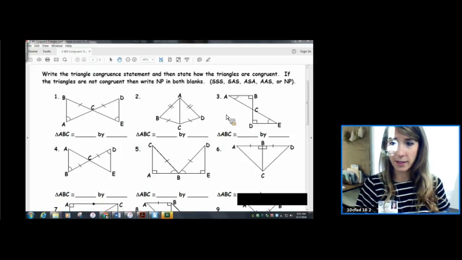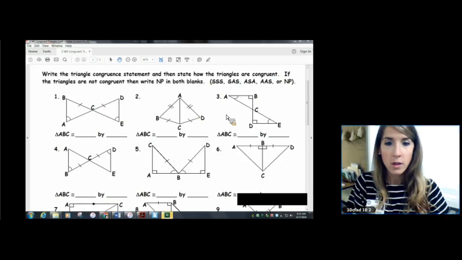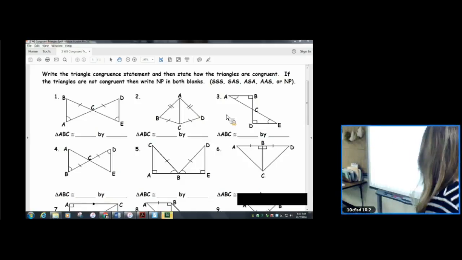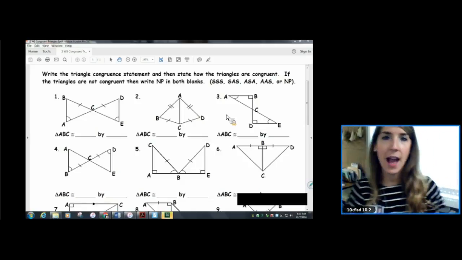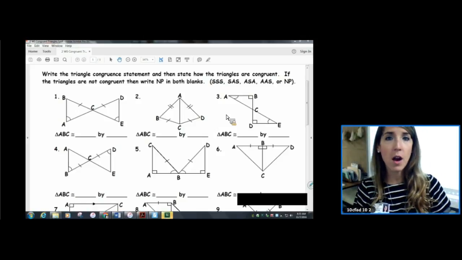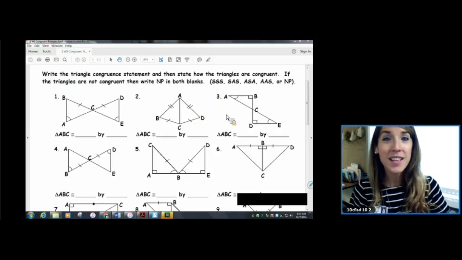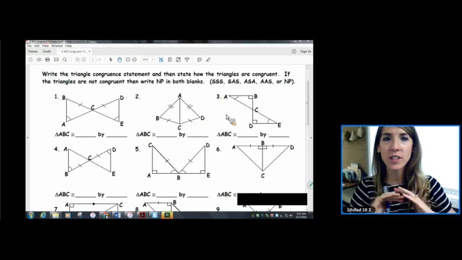Okay, so we're going to go over a lot of problems from this homework today. All right, so starting with number 1. Remember, there are times that we are allowed to add markings to our pictures. The most common times are when we have a shared side, called the reflexive property of equality, and when we have vertical angles, because the vertical angle theorem works no matter what the circumstance is.